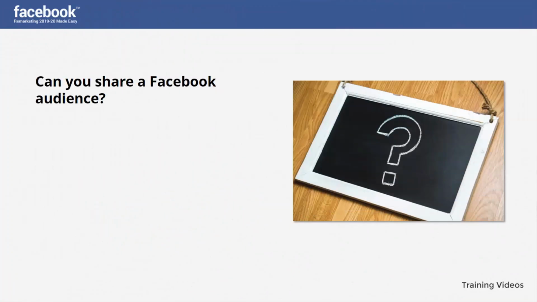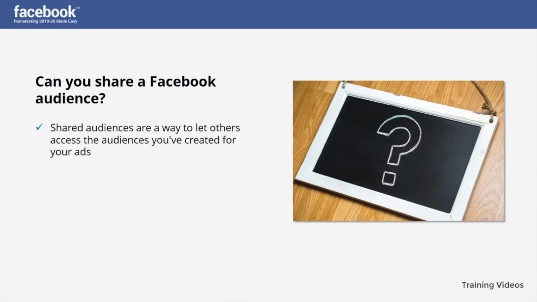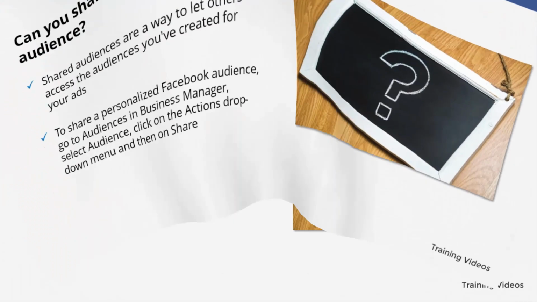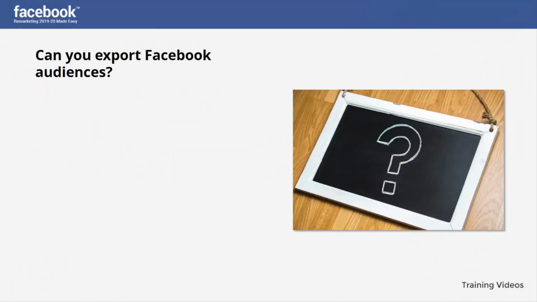Can you share a Facebook audience? Shared audiences are a way to let others access the audiences you've created for your ads. You can share massively custom and similar audiences between ad accounts and/or media agencies, as long as both the sharer and the recipient are linked to a business manager. To share a personalized Facebook audience, go to Audiences in Business Manager, select Audience, click on the Actions drop-down menu, and then on Share.